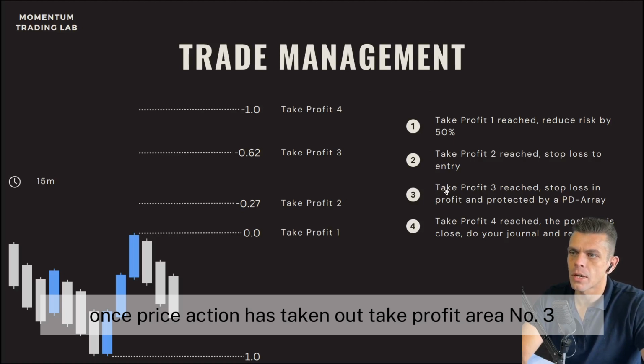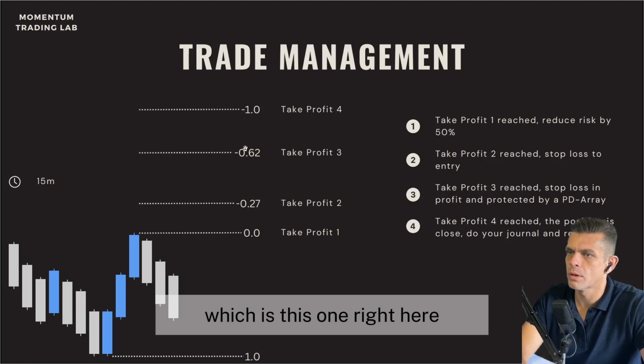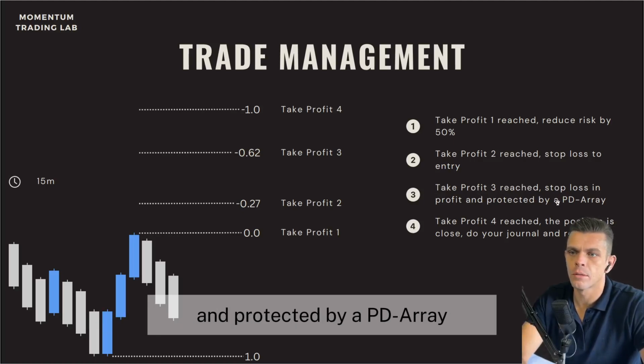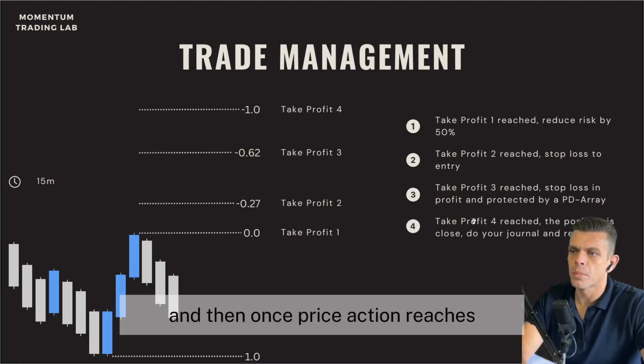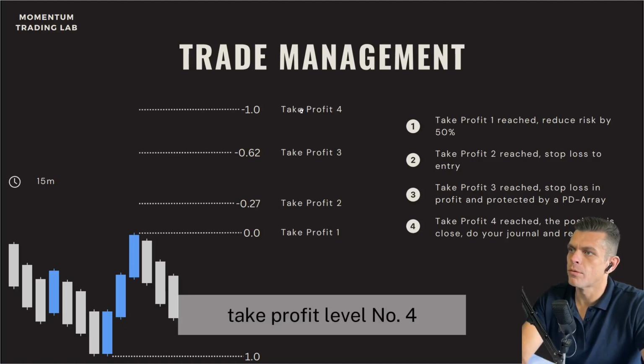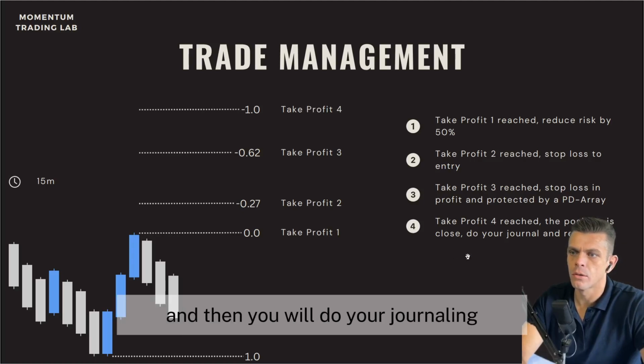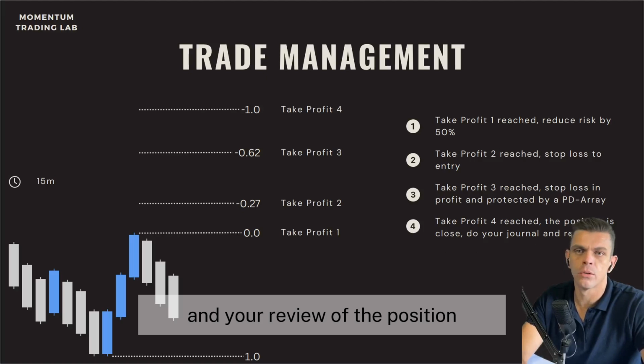Once price action has taken out take profit area number 3, which is this one right here, then you can move your stop loss into profit and protect it by a PD array. And then once price action reaches take profit level number 4, then you will be taken out of the trade, and then you will do your journaling and your review of the position.